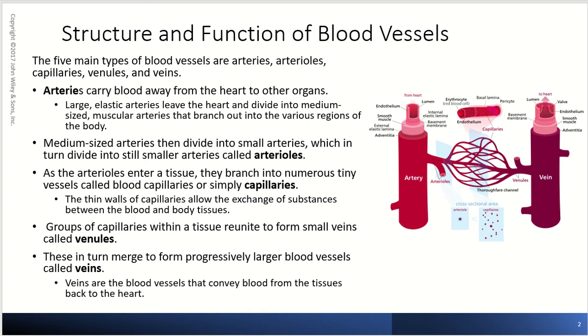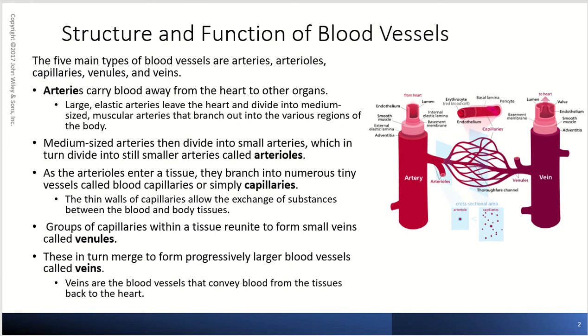There are five main types of blood vessels that are going to be found in the body. These are the arteries, the arterioles, the capillaries, the venules, and the veins. Arteries are going to carry blood away from the heart to other organs, and these are going to be large, elastic vessels. This is where large elastic arteries are going to leave the heart and are then going to divide into medium-sized muscular arteries that can branch out into the various regions of the body.